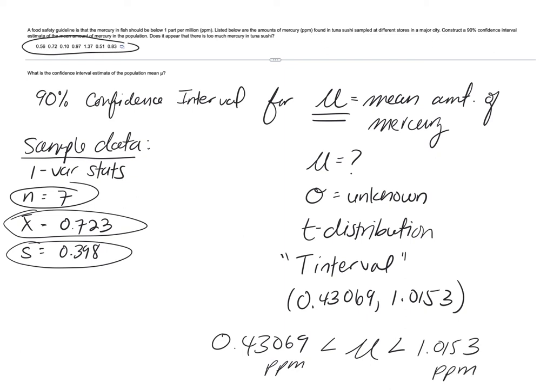So I hope that helps. Just keep in mind that it's really important for you to know if you're going to be using the t distribution or the normal distribution. And you always use the t distribution when you don't know the population standard deviation sigma.